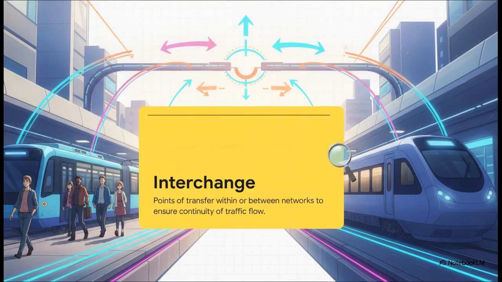But then we have the interchange. These are points of transfer within or between transportation networks of different modes. And honestly, this beautifully illustrates a core concept of urban design, which is ensuring the continuity of traffic flow. You see, unlike a terminal, an interchange is not about stopping. Not at all. It's about shifting gears. It's where you might hop off a bus and seamlessly jump right onto a train, moving between different transit modes so the flow of movement never actually dies down.